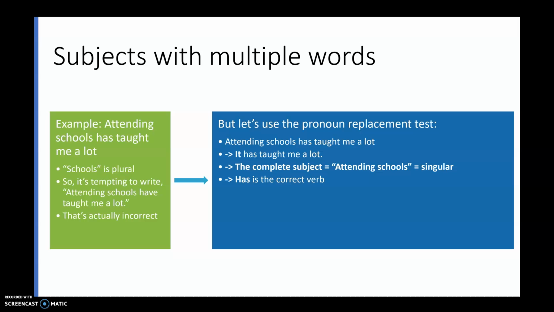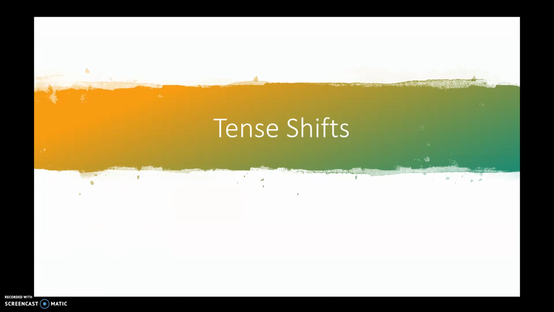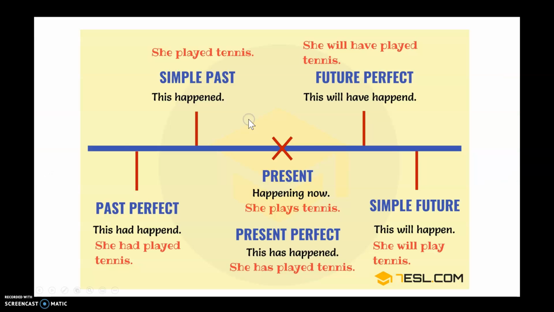So that's a good way to help you figure out what words to use and how to make these agree. So we're going to talk a little bit about tense shifts as well. This is the next subject. We're moving away from subject-verb agreement, and now we're honing in on those verbs. So what are tense shifts?